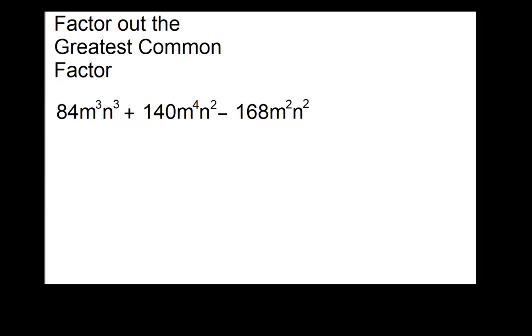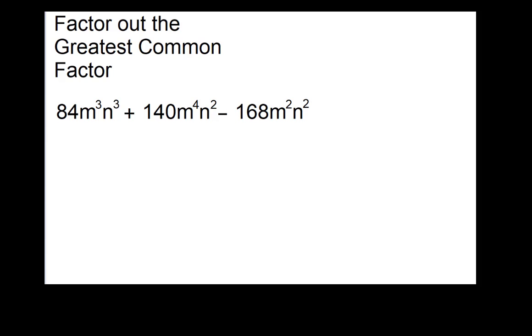Hi, it's Miss House. In this video, I'm going to show you how to factor out the greatest common factor from terms in a polynomial. Here I have a three-term polynomial, 84m to the third n to the third plus 140m to the fourth n to the second minus 168m to the second n to the second.